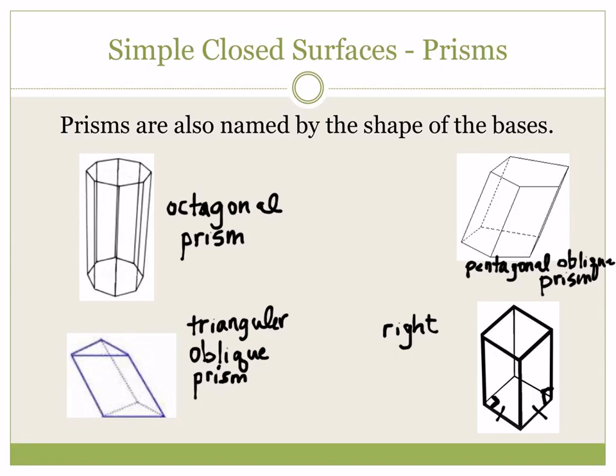So this word right here should be the middle word, sorry. It's a square right prism. Square because the base is a square, right because the lateral sides are forming perpendiculars with the bases. Any questions on that? Those are prisms.